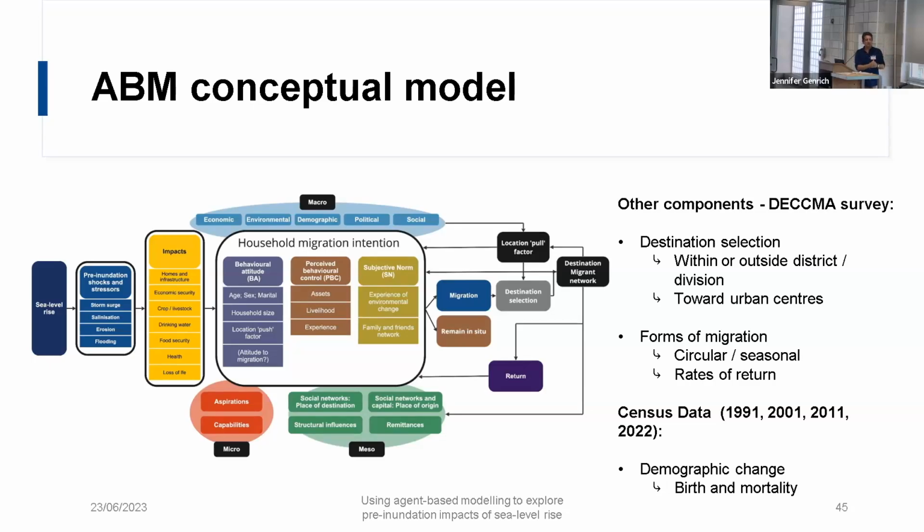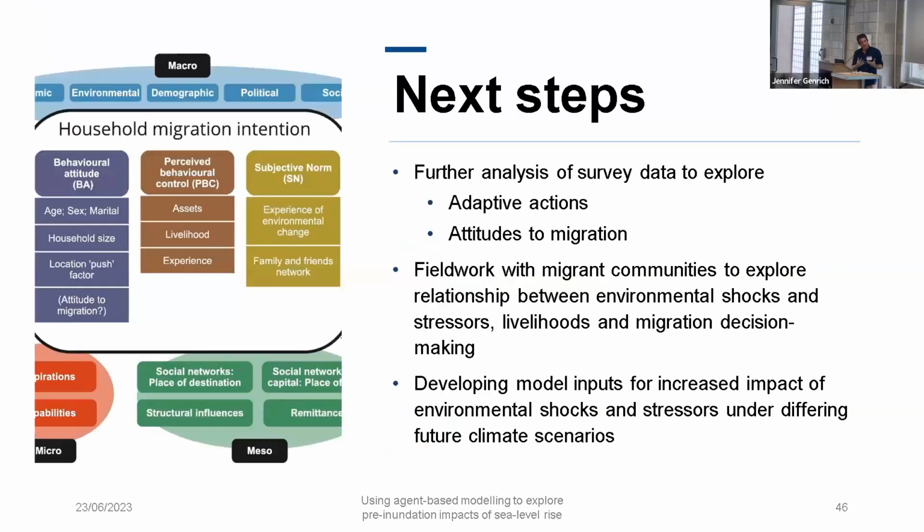And of course, underneath this, we will be able to parameterize it with census data going back over the last four decades. So that's the overview of the approach and how we're trying to get around this, linking the empirical projections of the impacts of sea level rise, but also trying to integrate and develop a model which reflects the decision-making process.